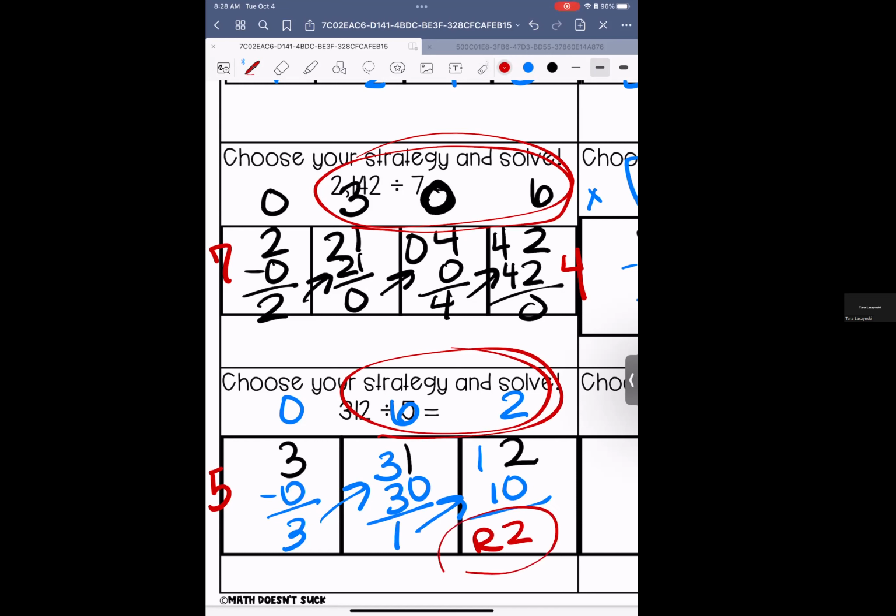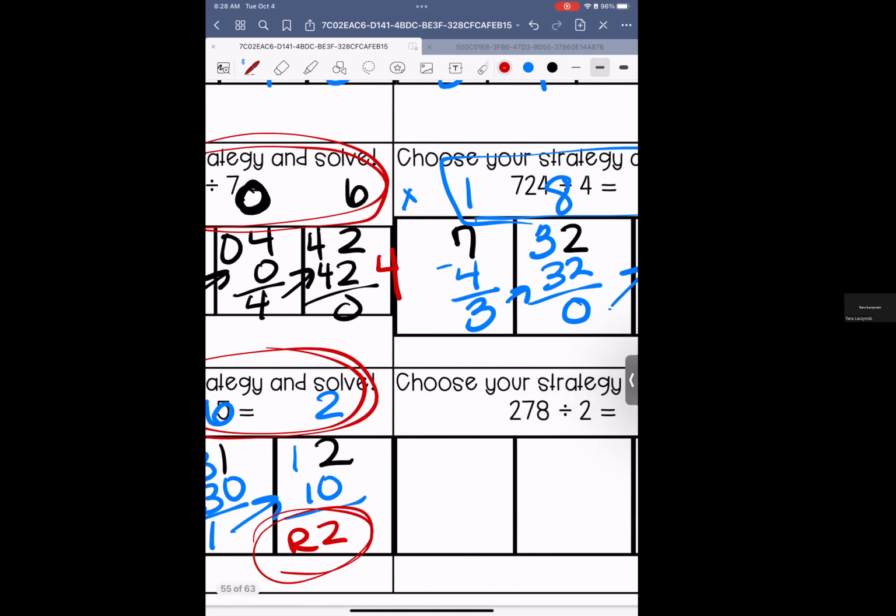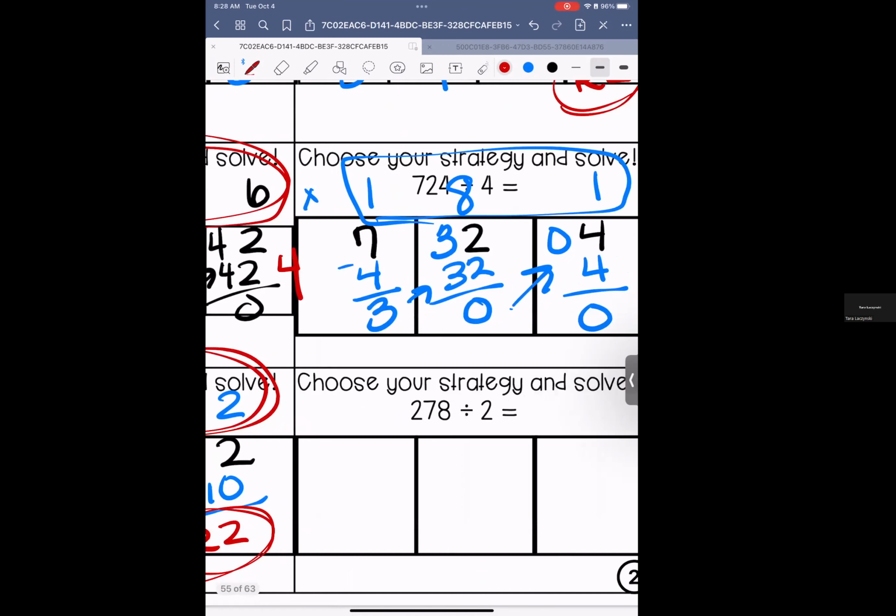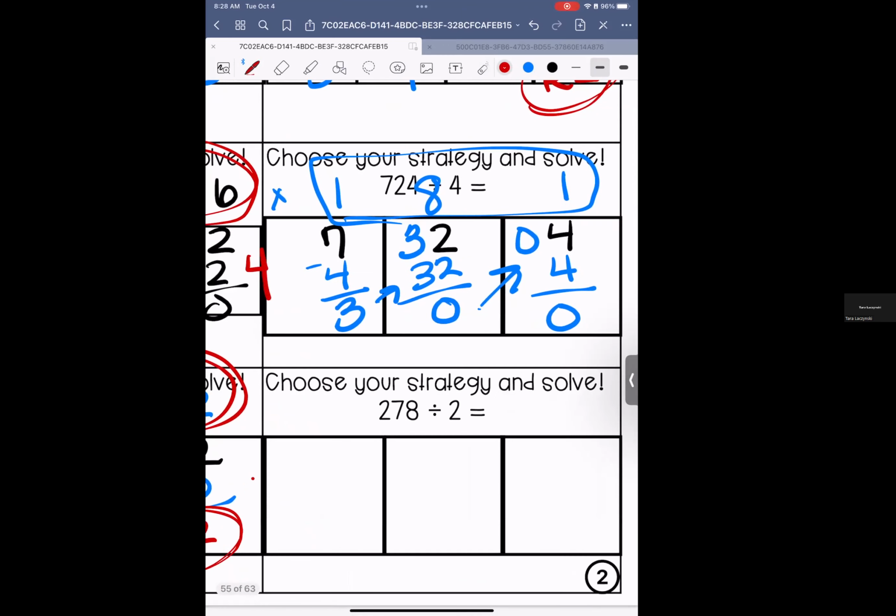So 62, remainder 2. Leftovers are always fine as long as they're smaller than what we're dividing by. Remember, if your remainder is bigger than what you're dividing by, so for instance, I have a 2 I'm dividing by, my remainder is 4, that means that I need to go back. I have more groups that I can take.